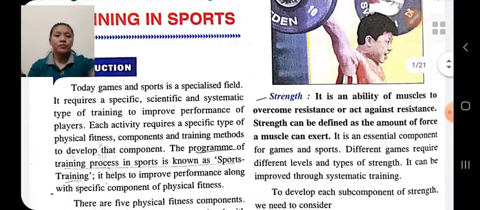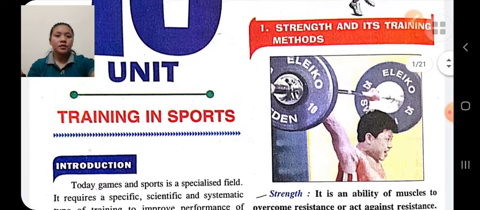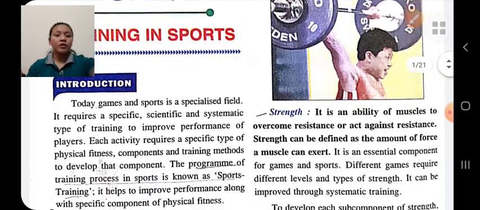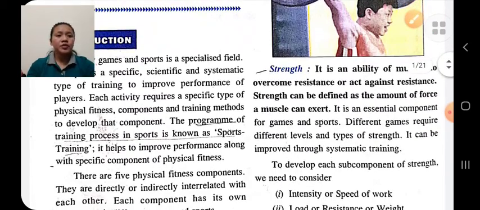Let's discuss one by one. First, strength and its training methods. What is strength and how can we develop our strength? Strength is the ability of muscle to overcome resistance, or the ability of a person to overcome resistance. Strength means the amount of force a muscle can exert against a resistance.